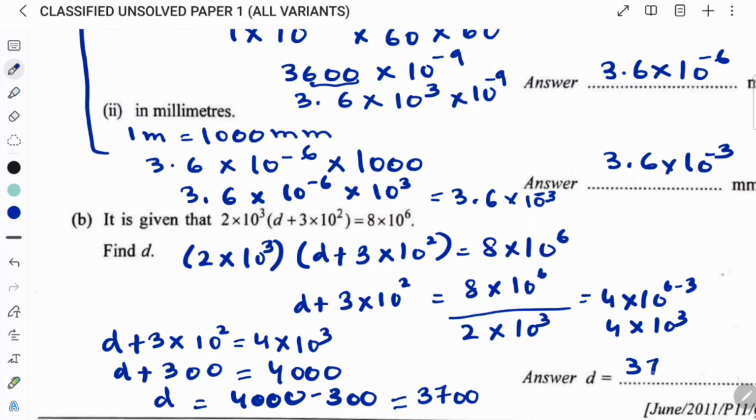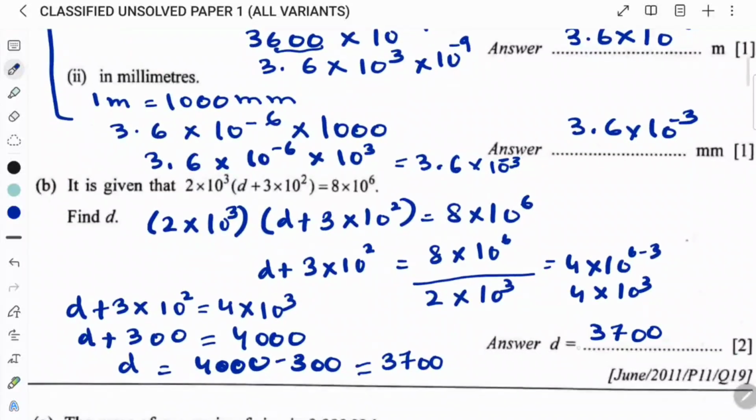So 3700 is the value of D. If they ask us to write the answer in standard form, then we would, but they didn't ask, so we can leave the answer here. Otherwise it is 3.7 into 10 cube. You can also write like this.